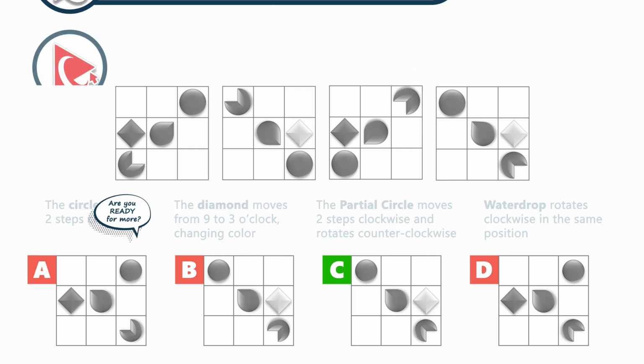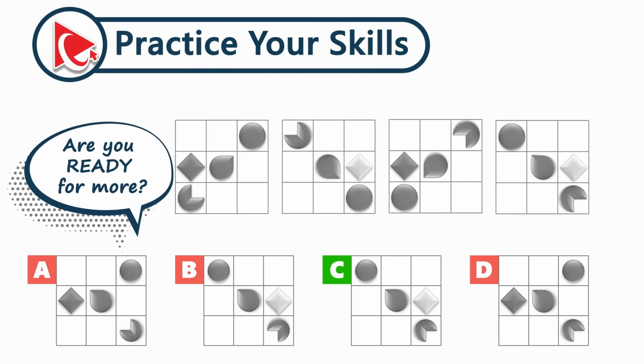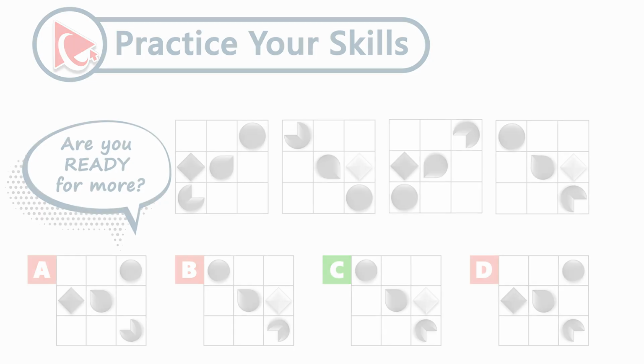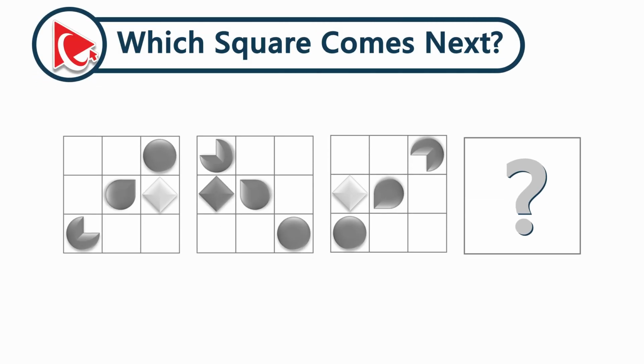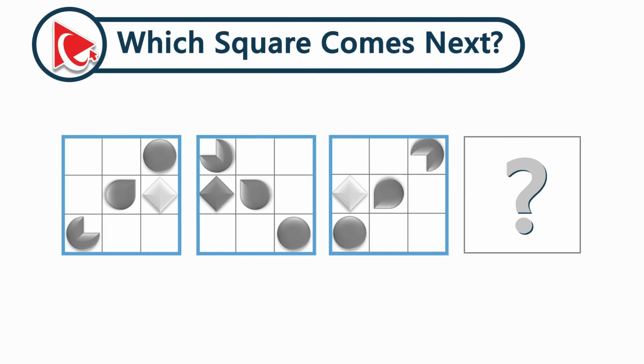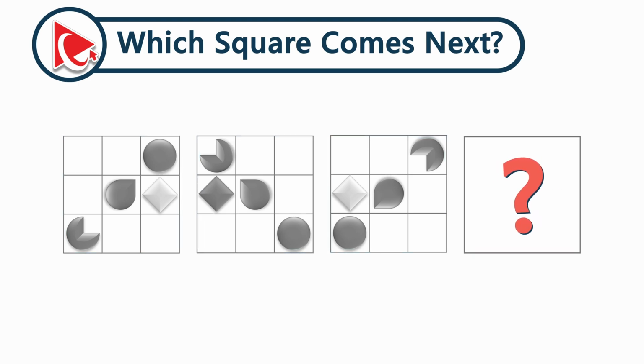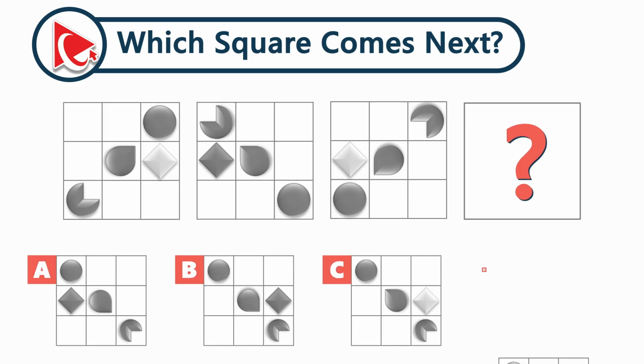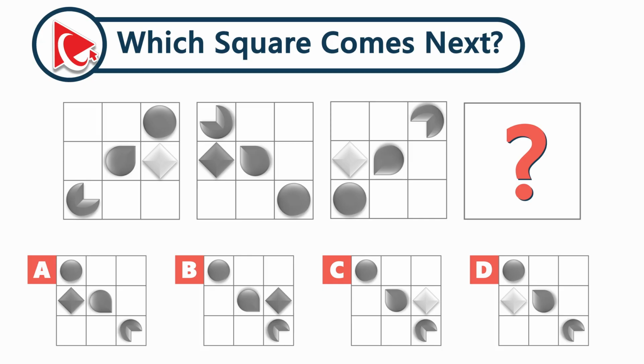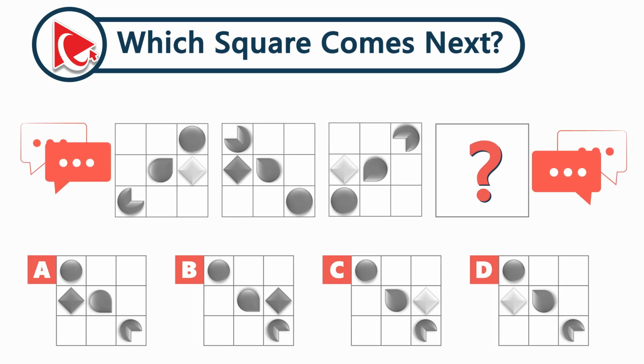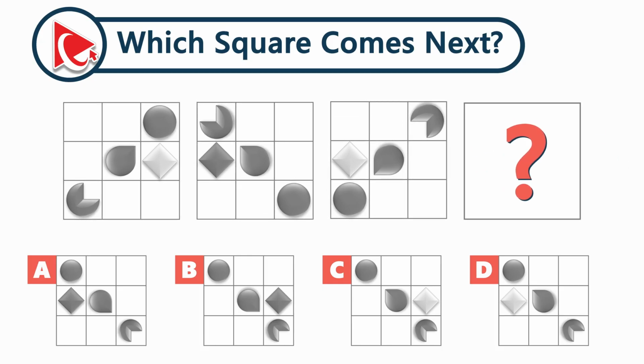But wait, are you ready to practice your skills? Try this question to see how you would do. You're presented with the series of squares. 3 squares have shapes inside, and the 4th square is missing. You need to determine the 4th square and select your answer out of 4 possible choices: A, B, C, and D. When you're confident in your answer, post it in comments and I'll share my feedback. Good luck with this fun challenge.